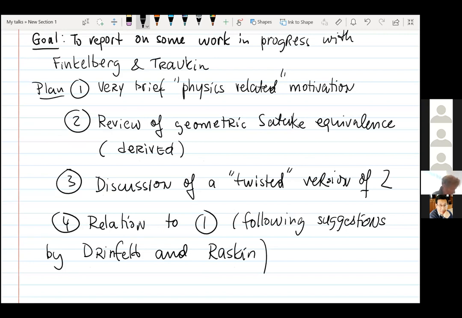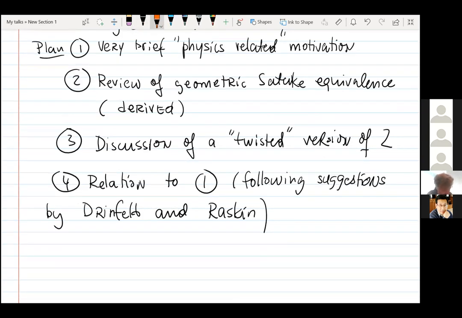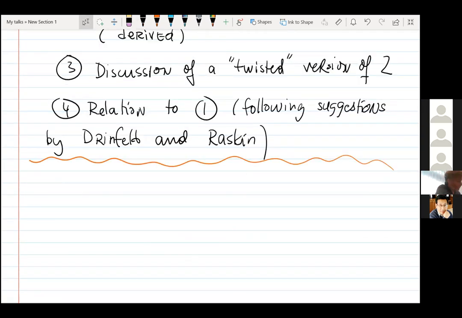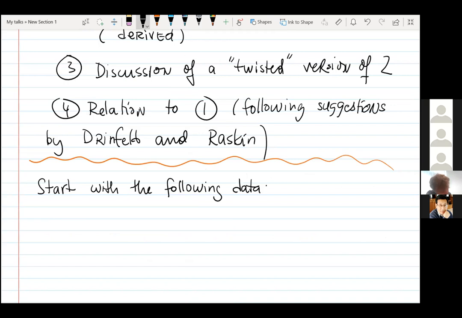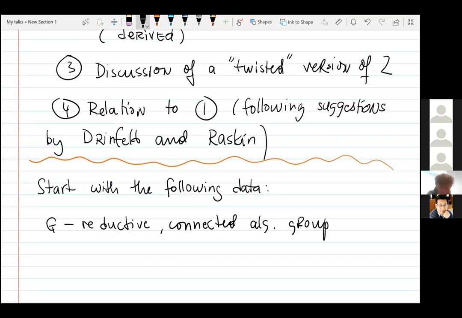Let me try to implement this plan. Beginning with number one, which I said will be kind of physics related motivation, but in fact, there will be only very few words mentioned from physics. And let us actually start with some very elementary algebraic data. So start with the following data. I'm going to fix G, which is going to be a reductive, let's say, connected algebraic group, and everything today will be over C.